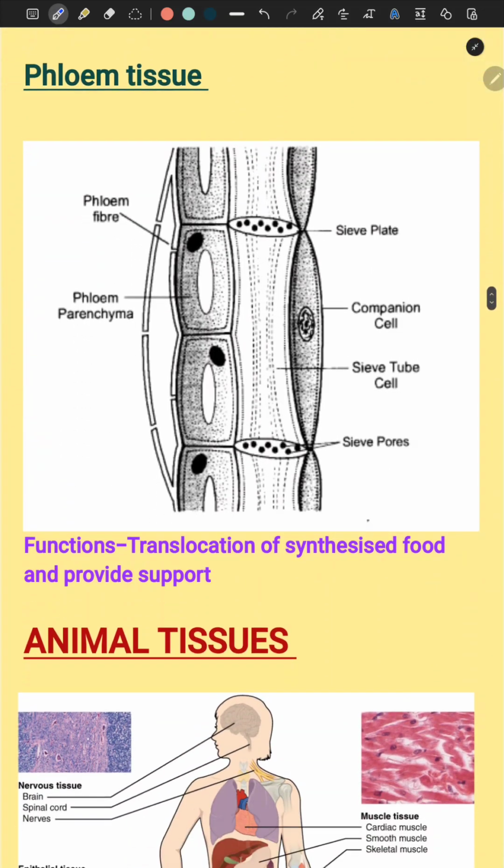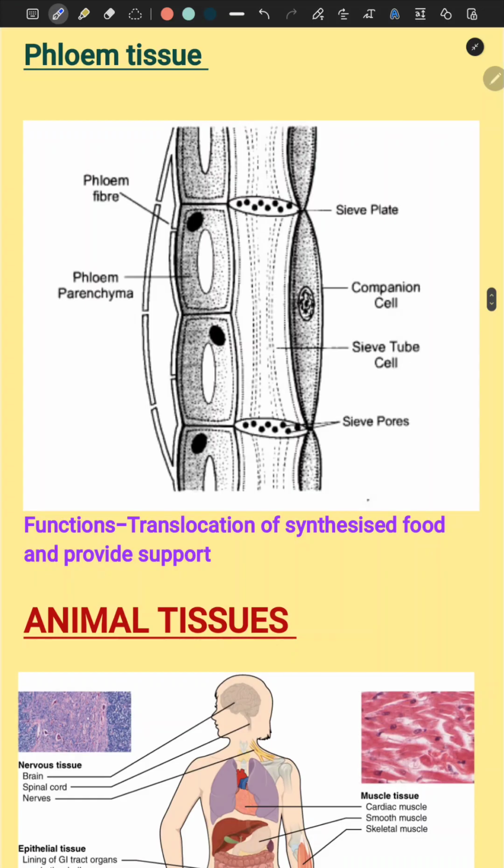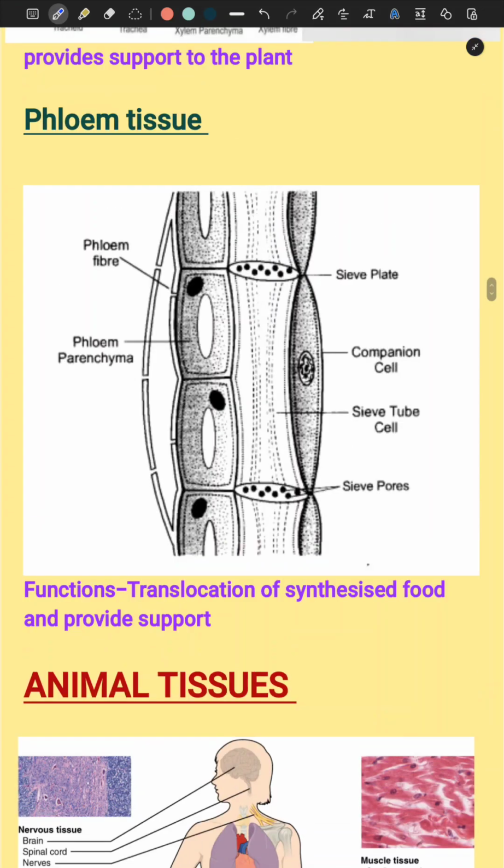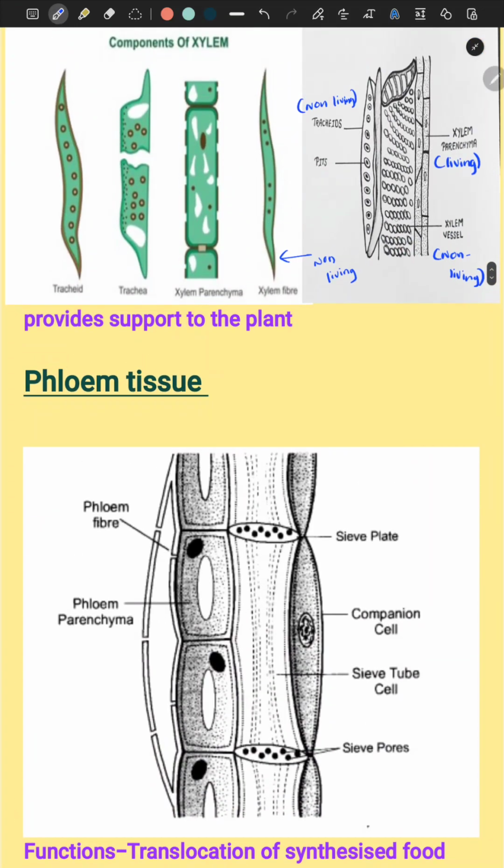The second complex permanent tissue is phloem tissue. You can identify the difference between xylem and phloem tissue as in the figure. The phloem tissue consists of sieve plates, sieve pores. Sieve plates are present in phloem tissue, but xylem tissue doesn't consist of sieve plates. From that you can separate xylem tissue and phloem tissue.